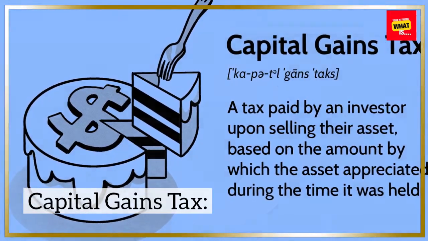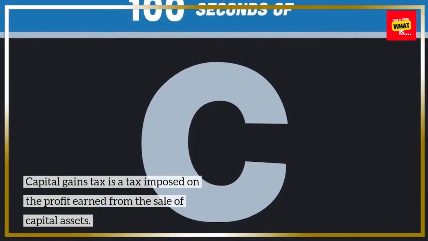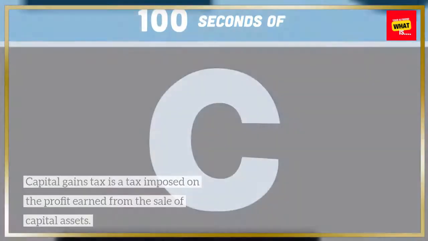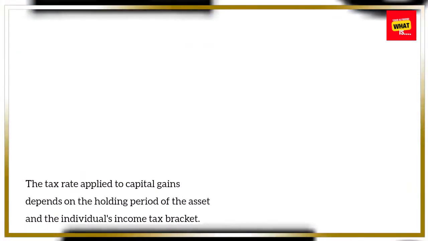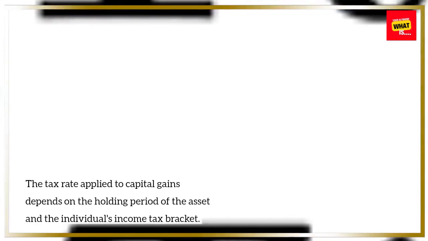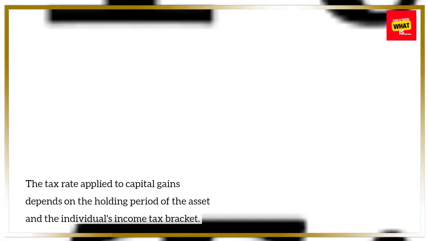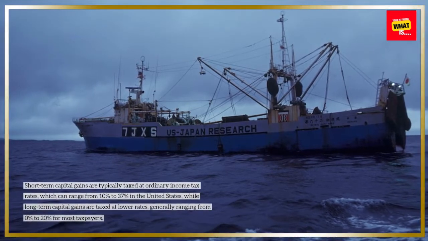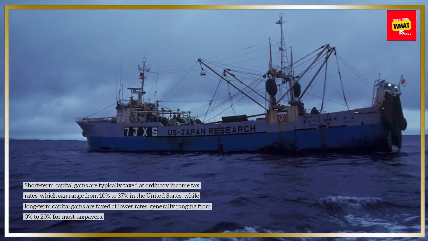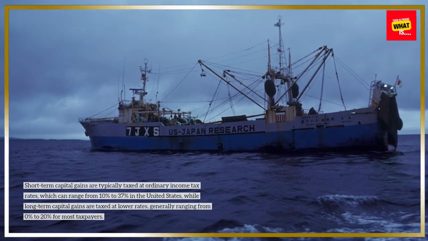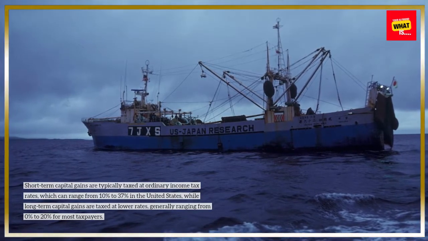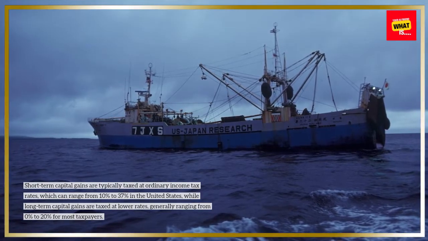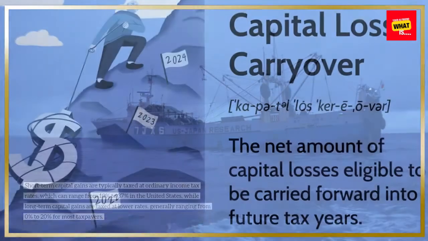Capital gains tax. Capital gains tax is a tax imposed on the profit earned from the sale of capital assets. The tax rate applied to capital gains depends on the holding period of the asset and the individual's income tax bracket. Short-term capital gains are typically taxed at ordinary income tax rates, which can range from 10% to 37% in the United States, while long-term capital gains are taxed at lower rates, generally ranging from 0% to 20% for most taxpayers.